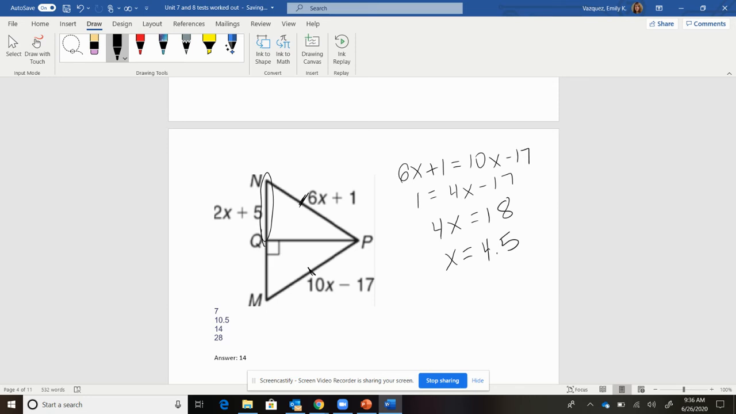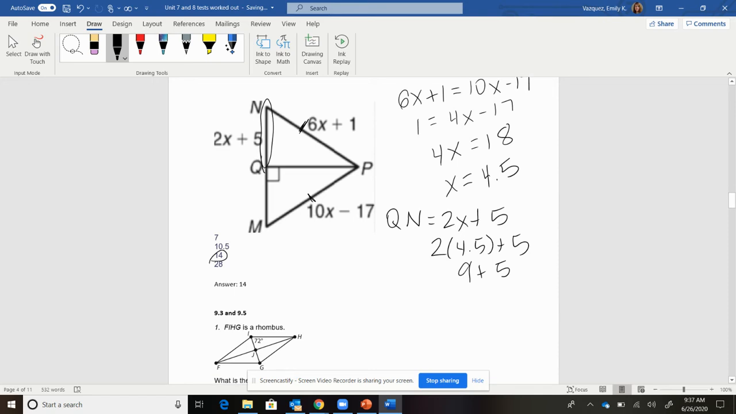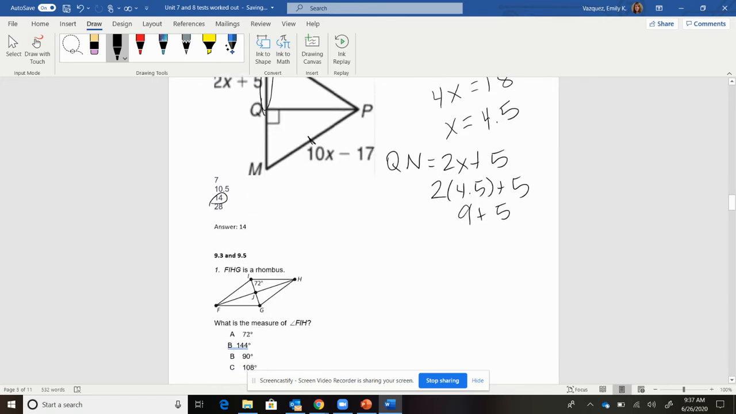And the question, again, was asking me to find QN. So QN is 2X plus 5. So I'm going to replace my X with 4.5. And I'm going to get 9 plus 5, which is 14. So 14 is the correct answer. And that was your quiz for 8.2 and 9.2.